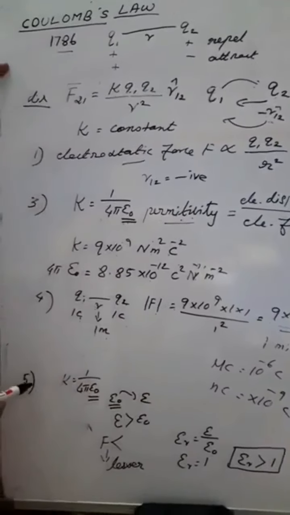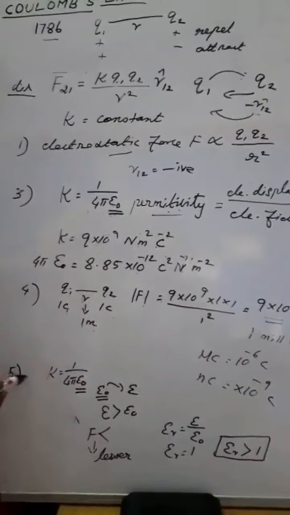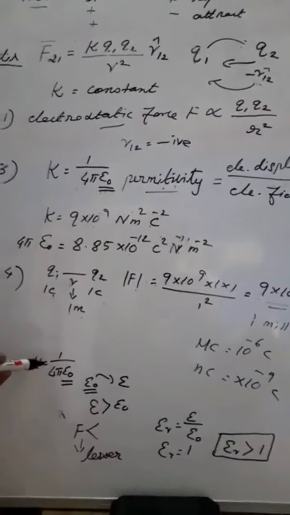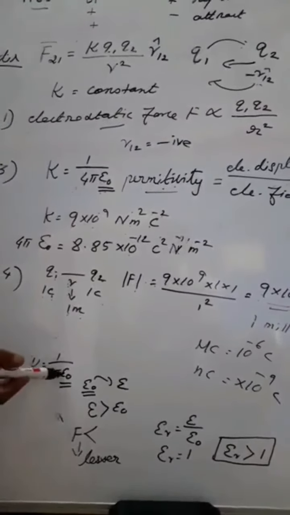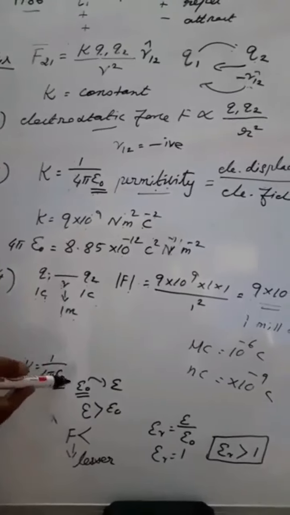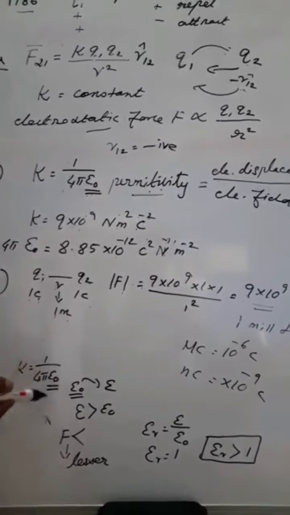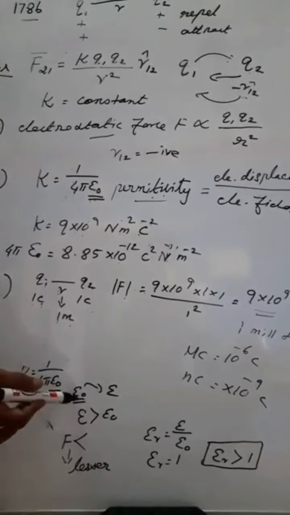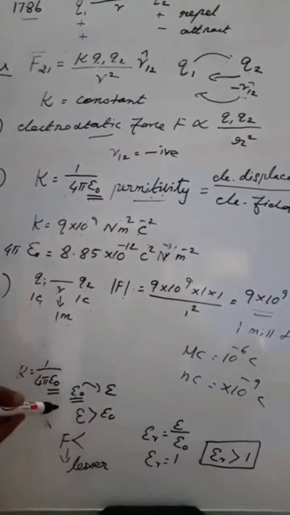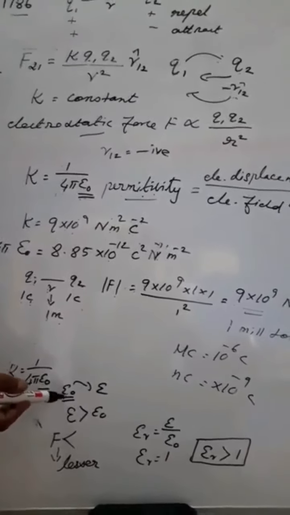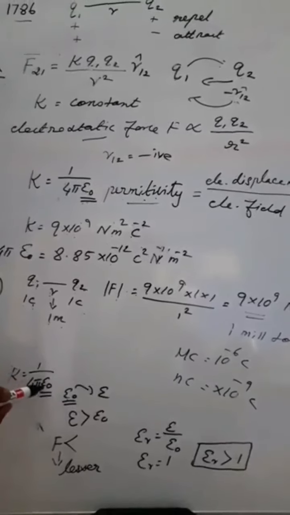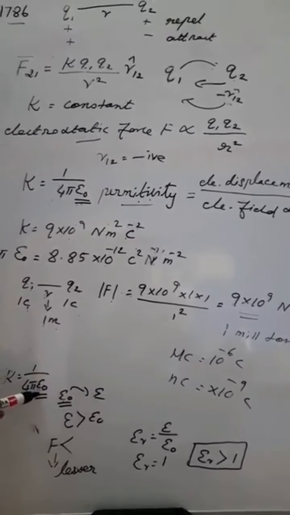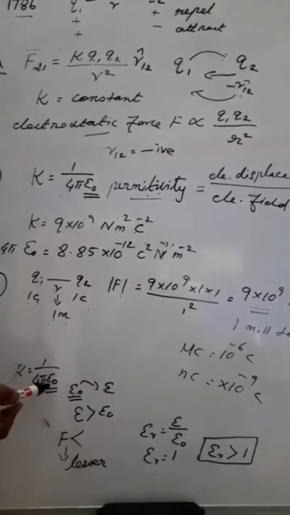And then the fifth aspect. Under Coulomb's law, the force F21 is equal to 1 by 4 pi epsilon naught Q1 Q2 by R square R12 cap. Here the denominator has the epsilon naught value. The epsilon naught is known as the permittivity of free space. Suppose instead of this epsilon naught permittivity, some other permittivity value is substituted here. When we substitute some other value compared to the epsilon naught value, that value is greater.